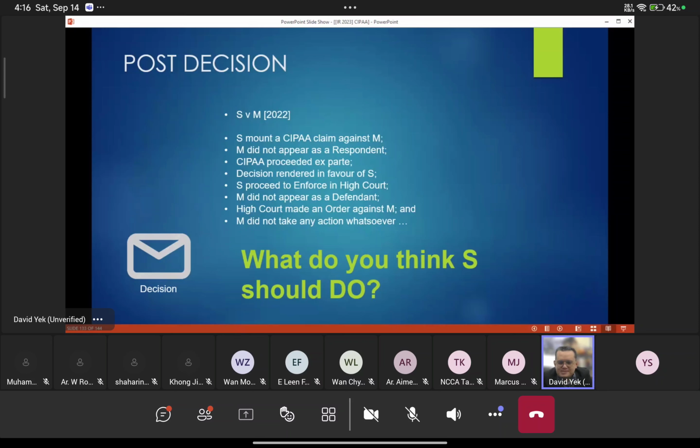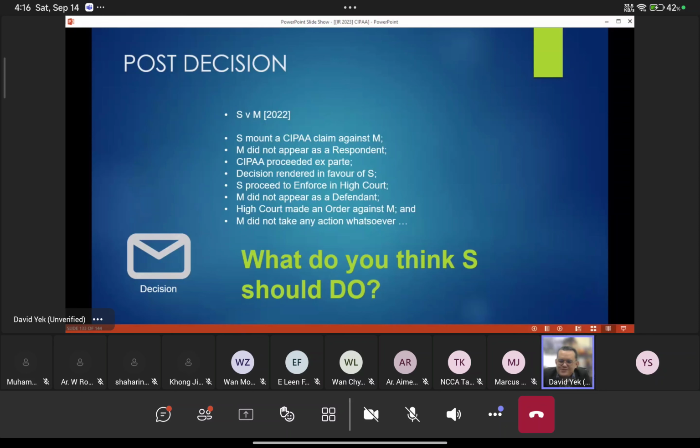So SIPA proceeded ex parte. Ex parte means one-sided, because I told you SIPA is to continue on, okay, so without the respondent. And then, of course, without the respondent, the decision was rendered in favor of S. Okay, and then S proceeded to enforce the award in High Court.